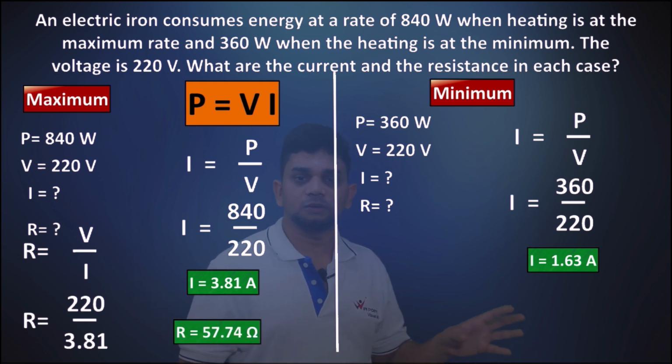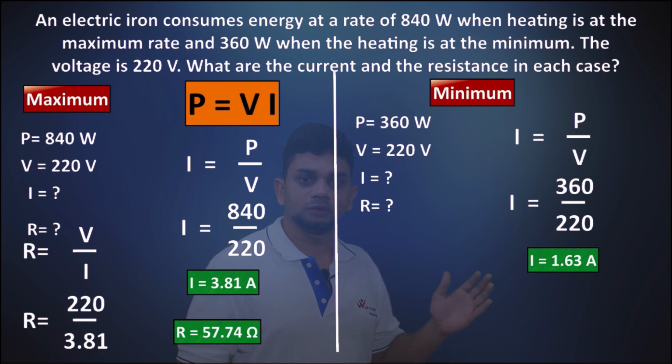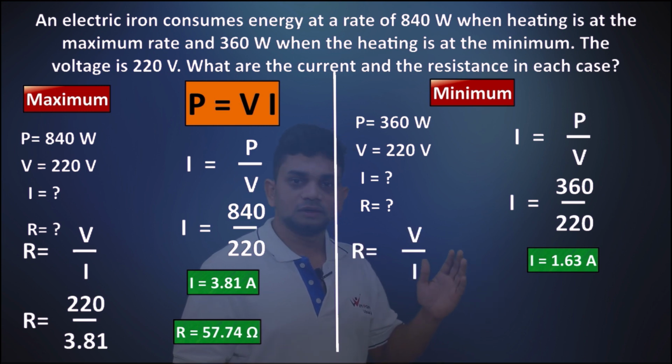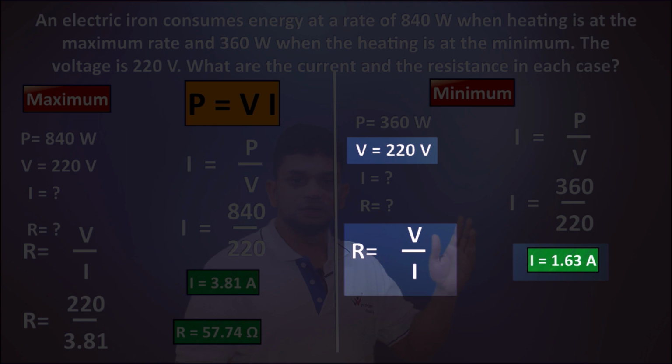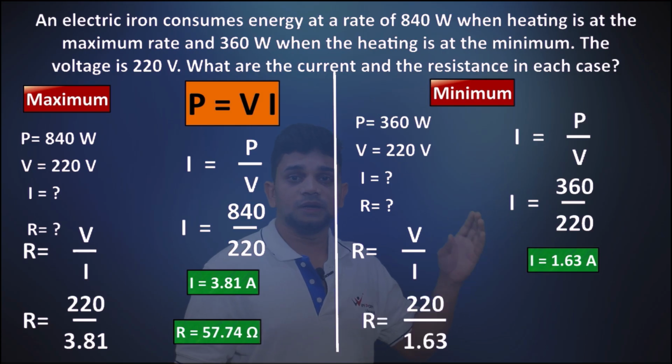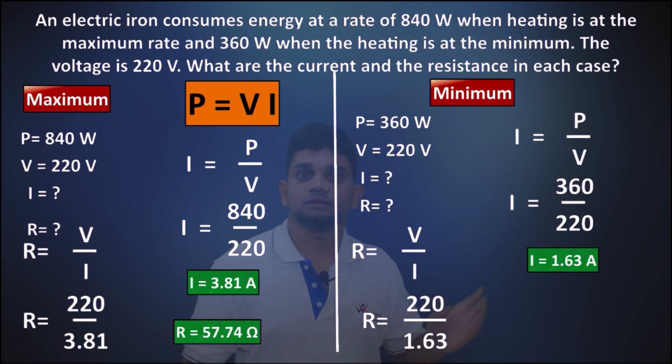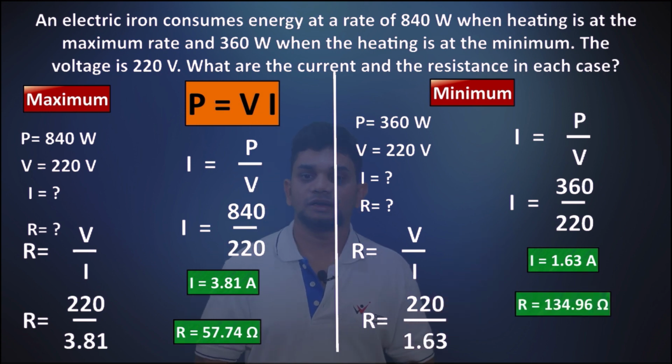In the second case, what will be the resistance that we can find? According to Ohm's law, R equal to V by I. The value of V is 220, the value of I is 1.63 ampere. It will be 220 by 1.63. Then it will be 134.96 ohm.